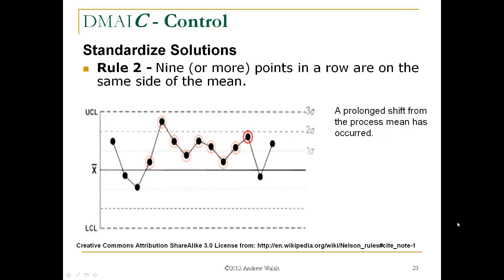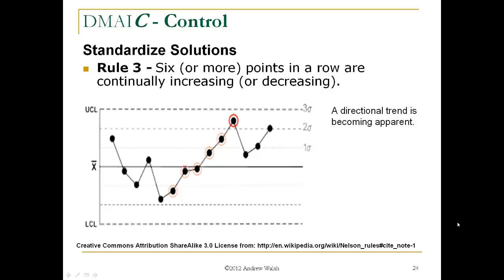Rule number 2, 9 or more points in a row are on the same side of the mean. There should be data points on the other side of the mean. They should be randomly distributed on either side. It should be about a 50-50 split. 50% should be on one side, 50% on the other side. So a prolonged shift from the process mean has occurred here, meaning there's been a shift in the data.